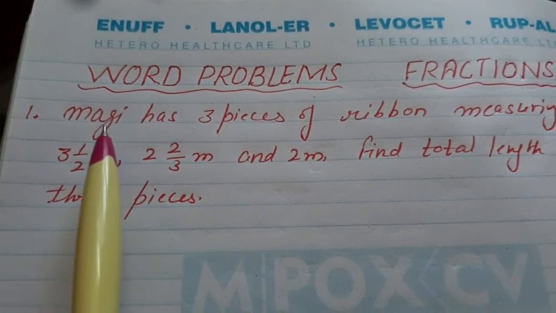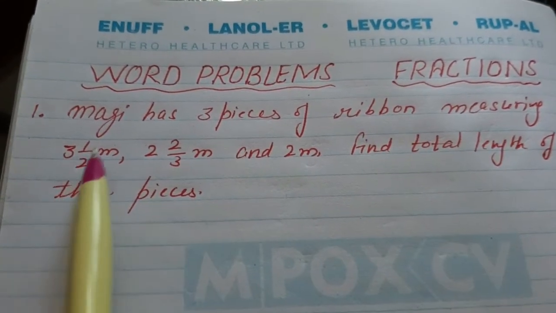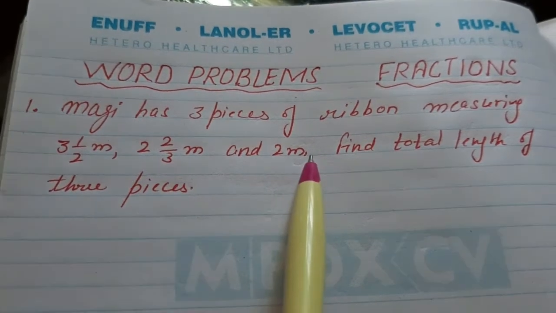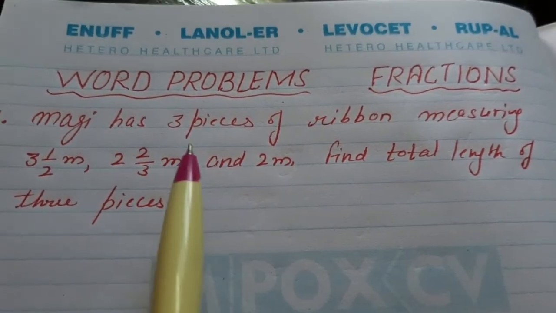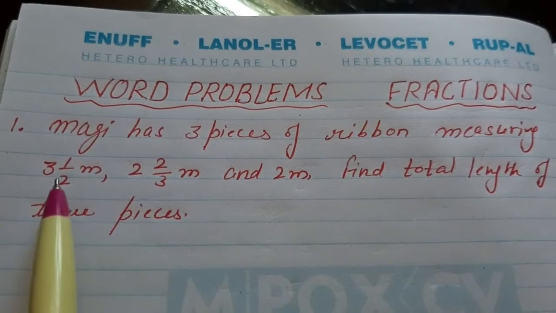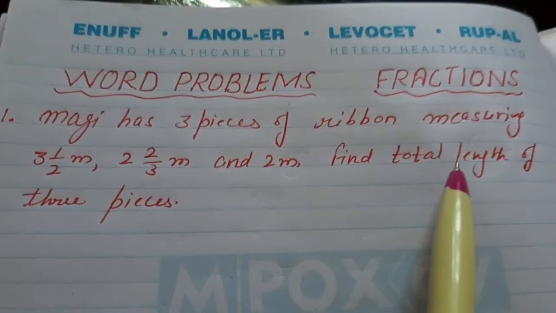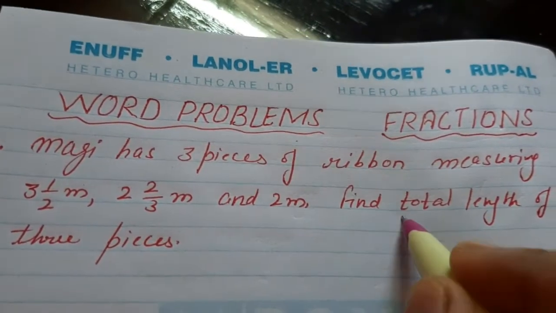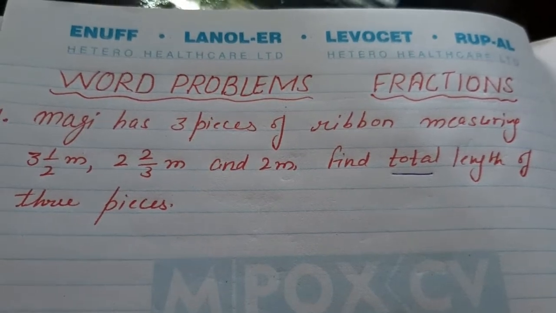The very first problem is Maggie has 3 pieces of ribbon measuring 3.5 meter, 2 and 2 by 3 meter and 2 meters. Find the total length of 3 pieces. So first of all, we are given here 3 pieces of ribbon whose length is given here. We have to find out the total length of the 3 pieces. So total length means we have to find out the sum of all these lengths.